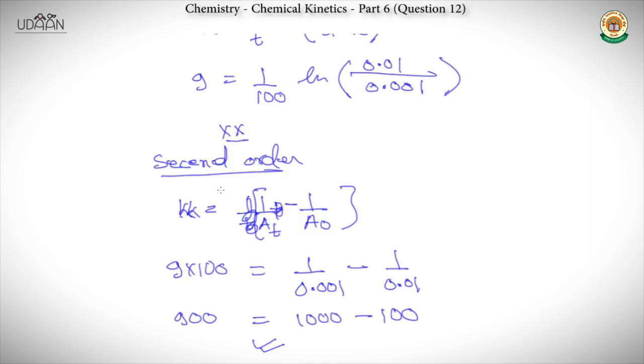Okay. And can you please write this equation more clearly? Yes. K multiplied by t is equal to 1 upon at minus 1 upon a naught.